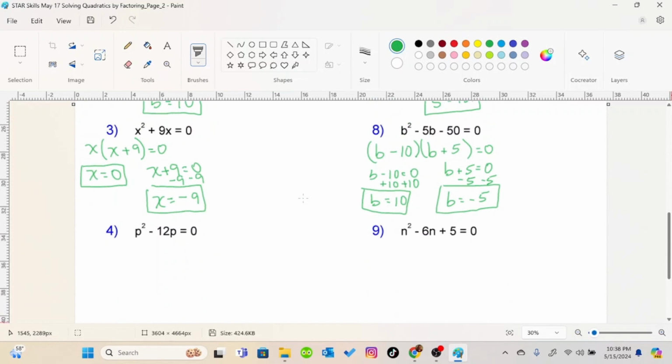Number 4. Both of these share a p, so I'm going to factor out a p, and then p squared divided by p is p, and negative 12p divided by p is negative 12. First, we set p equal to 0, and we have our first answer. Then we set p minus 12 equal to 0. We add 12 to each side, and we get our second answer, p equals 12.